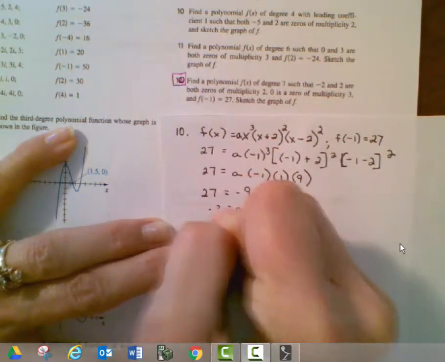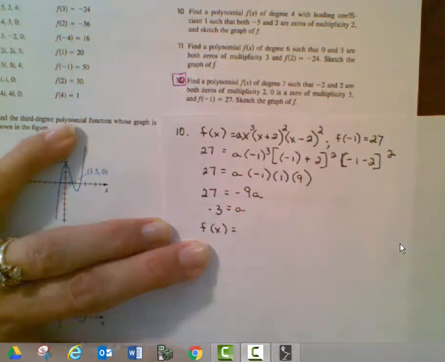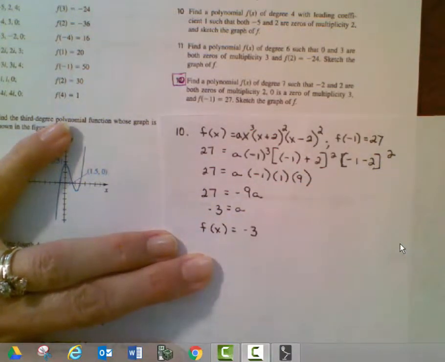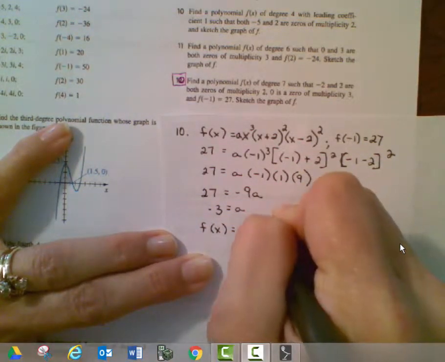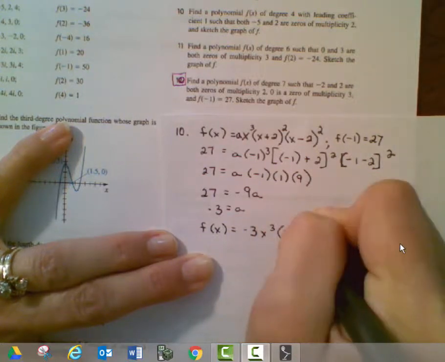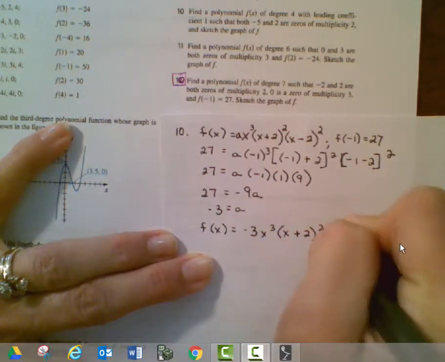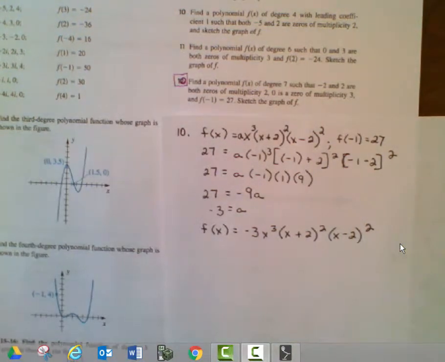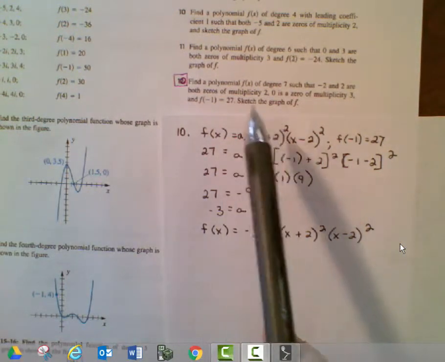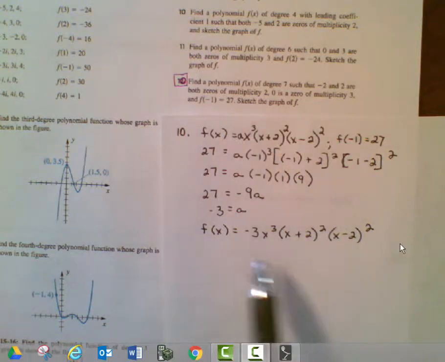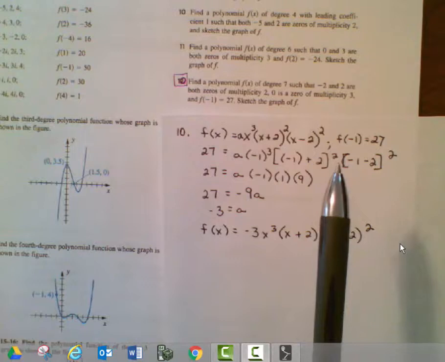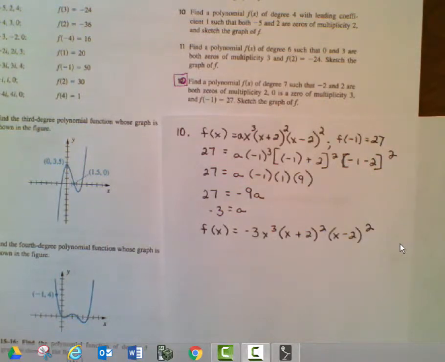So the specific polynomial, which is my answer, is the coefficient -3 times x cubed times x plus 2 squared times x minus 2 squared. That has the given zeros with the given multiplicities and also meets the condition f of -1 equals 27.